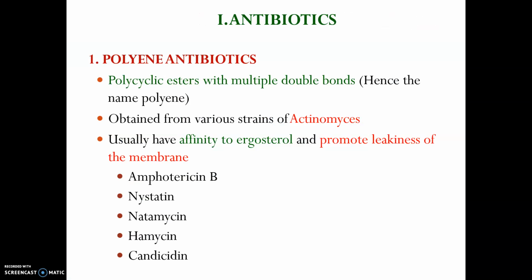The first one is the antibiotics, that is the polyene antibiotics. They are polycyclic esters, that is, they have multiple double bonds, hence the name polyene. They are obtained from various strains of actinomyces bacteria. Usually they have high affinity to ergosterol, which is why they act on the cell membrane of fungi. They induce leakiness of molecules that leads to destabilization of the fungal cell.